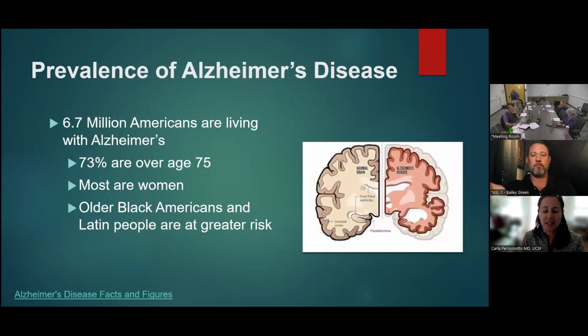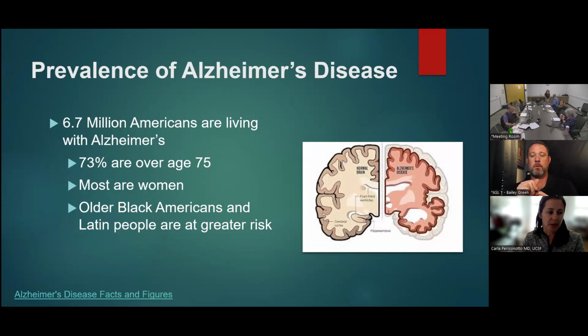Now, relevant to this committee, and when we talk about cognitive impairment and disorders, and these numbers change every year, close to 7 million people are living with Alzheimer's, most of them over the age of 75, which is why this is relevant to the Department of Aging.